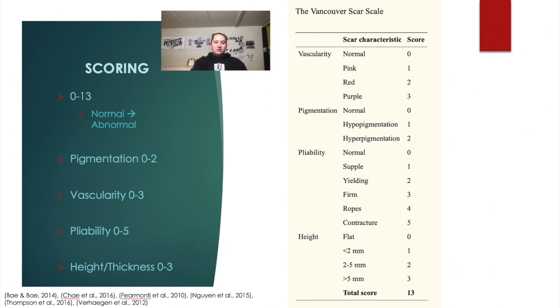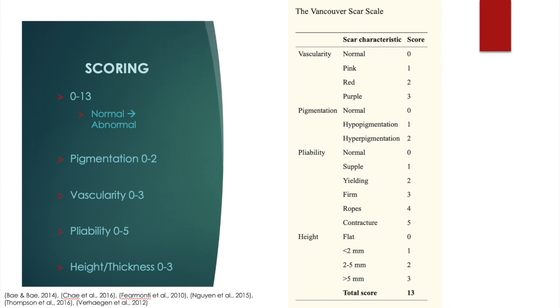And then the final scoring section in the Vancouver Scar Scale is height or thickness, and that can score between 0 and 3. As you can see, a score of 0 means it's normal, or it's flush to the skin, it's flat. A score of 1 is it's less than 2 millimeters tall or thick. A score of 2 is it's between 2 and 5 millimeters. And a score of 3 is it's greater than 5 millimeters.